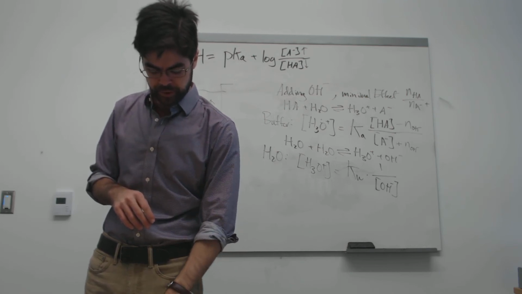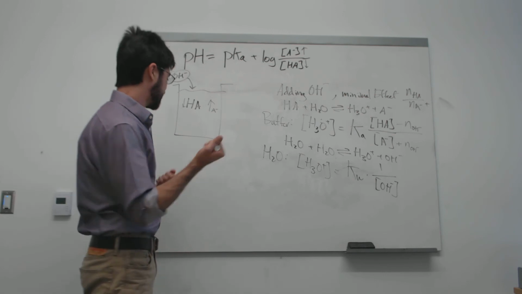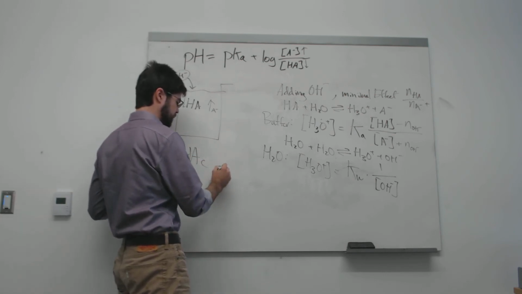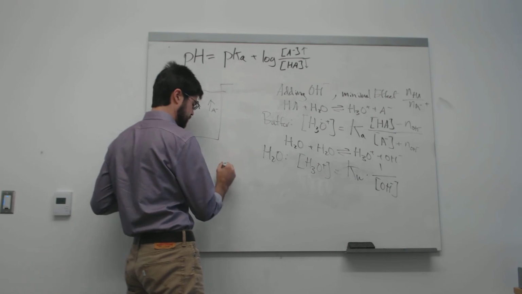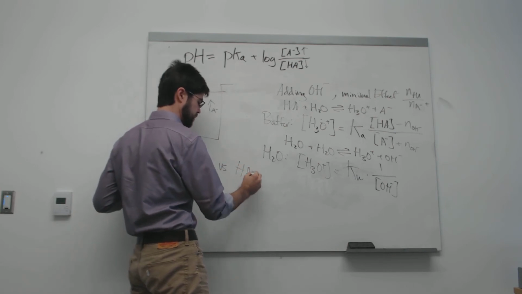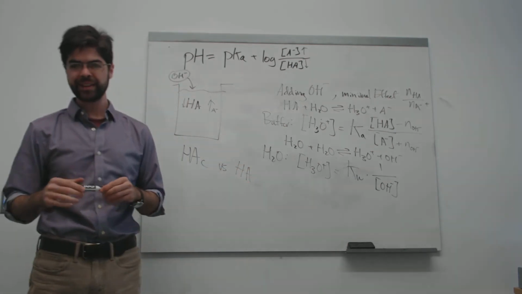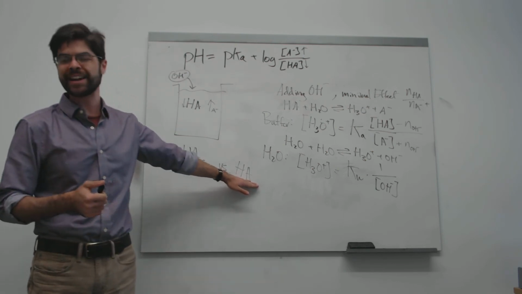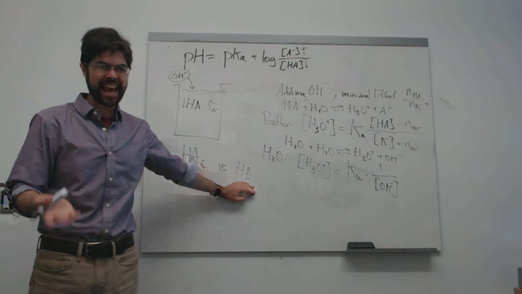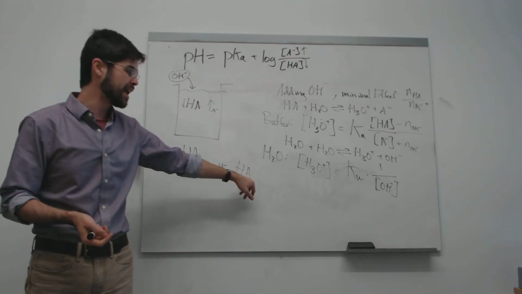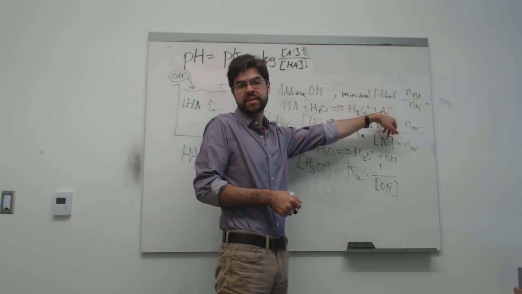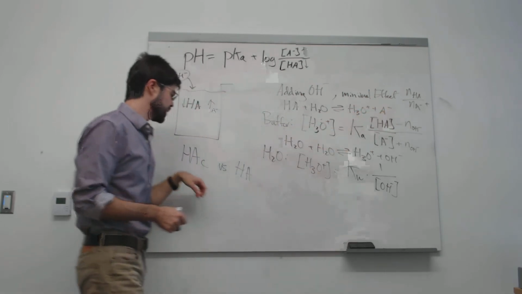Is there a difference between HAC and HA? Yes and no. We use HA to refer to any weak acid, and HA dissociates into its conjugate base A minus and hydronium.